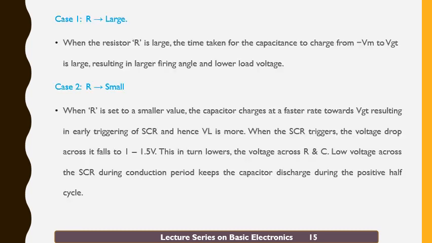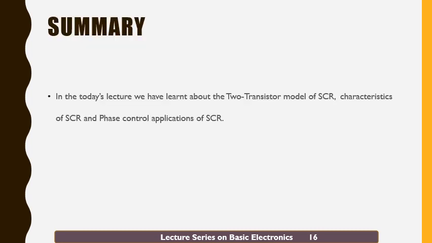So we have seen this particular explanation, and by changing the value of R, we can have a change in the application and generate an output waveform. Once the output waveform is generated, it can be used for controlling the phase application.